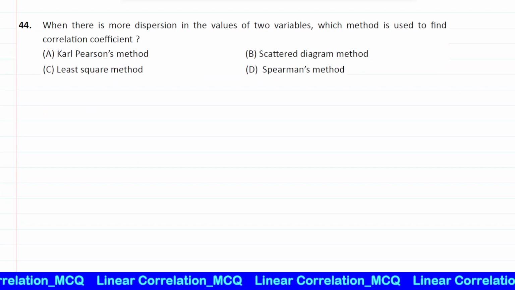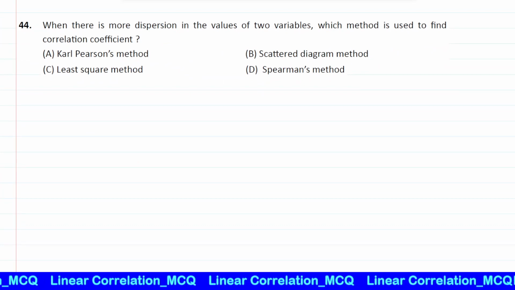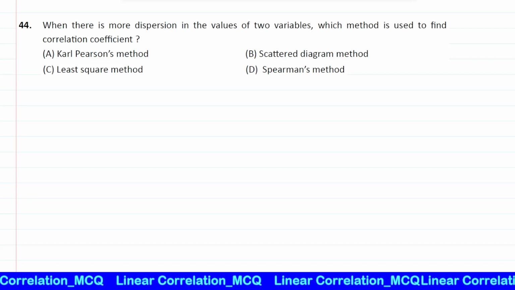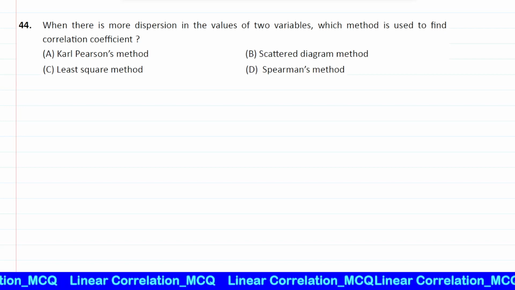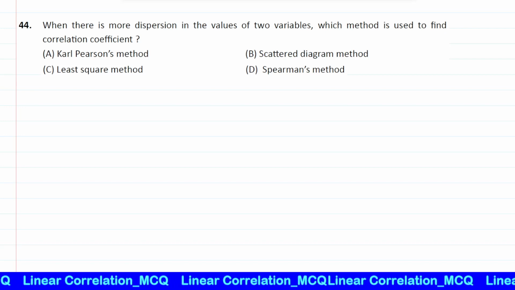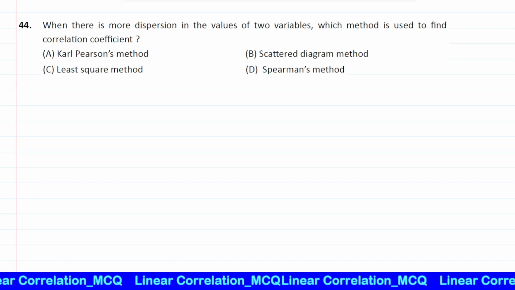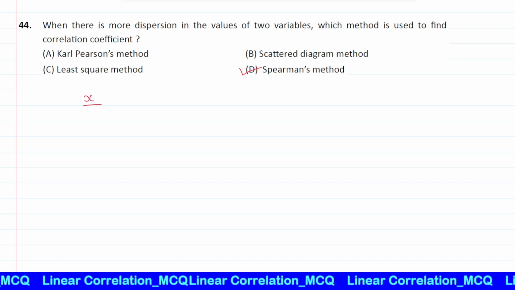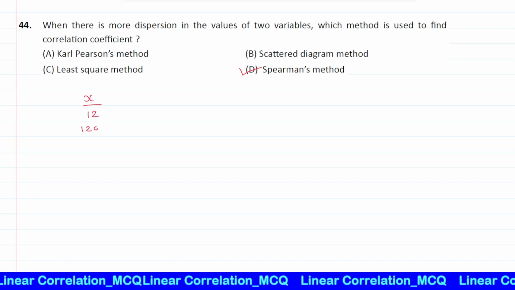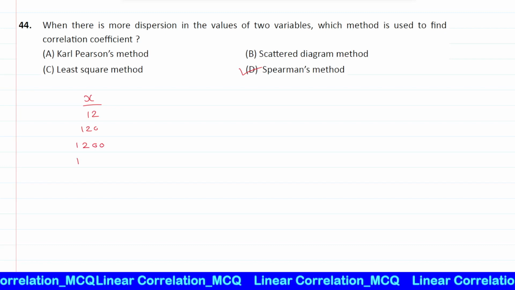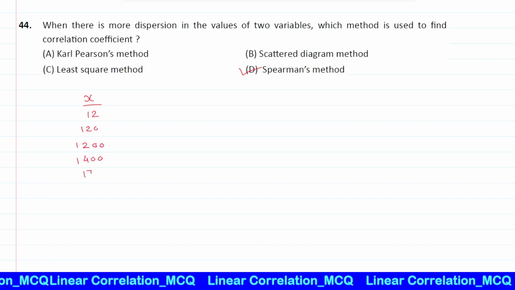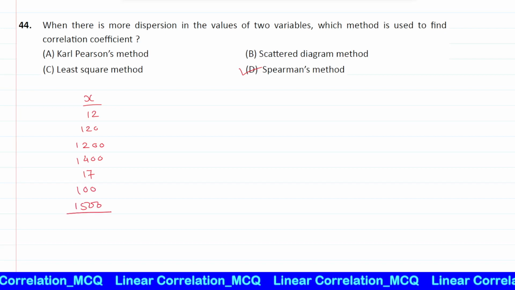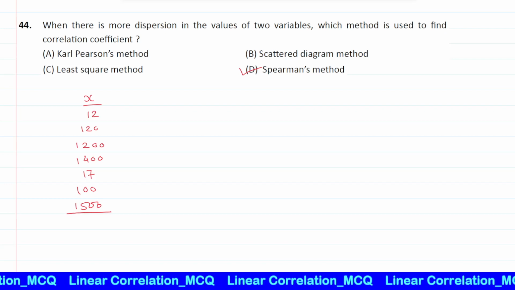Question number 44. When there is more dispersion, it means there is more gap between the values of two variables. Which method is used to find the correlation coefficient? See, in this type, Spearman's method is very easy because if x is given by 12, 120, 1200, sorry, 1400, 17, 100, 1500. In this type of data, there is more dispersion between the values.